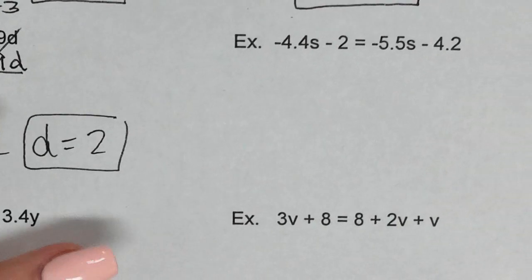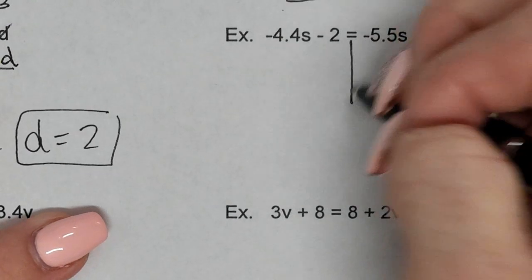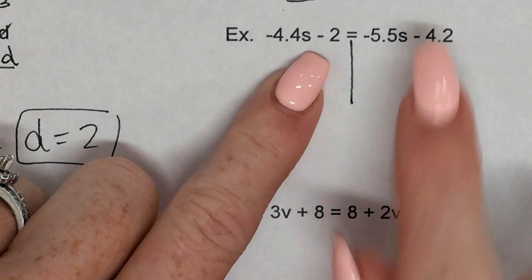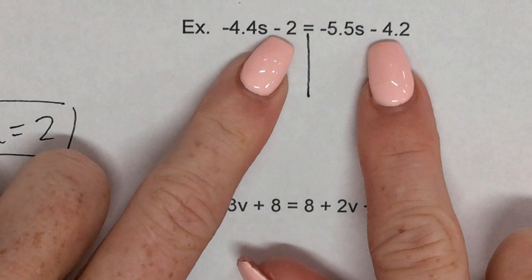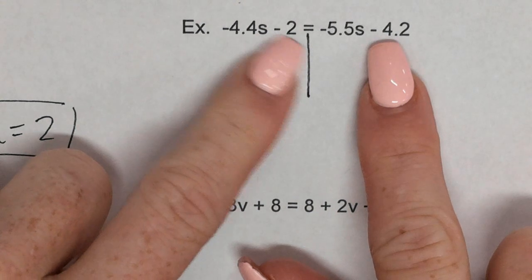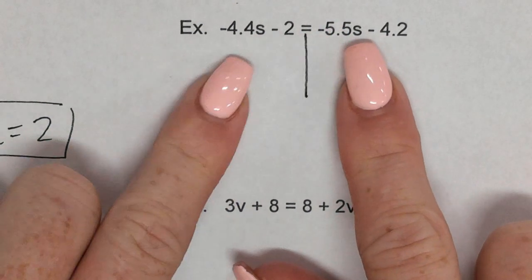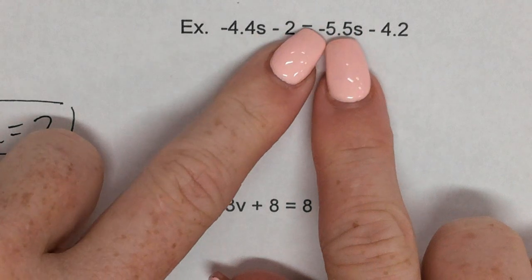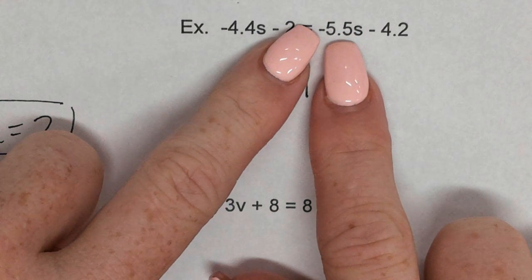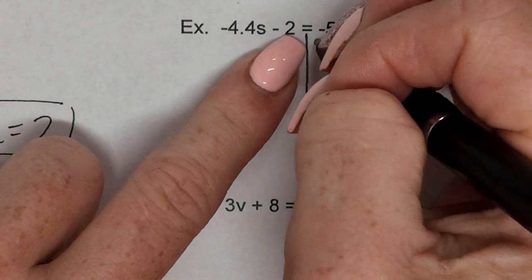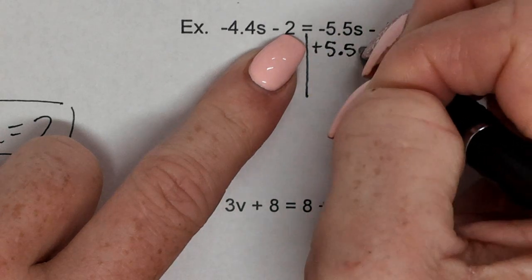All right, let's look at this one together. The first thing I say, are there any parentheses? No. Are there any like terms? No. So I am going to move this variable to the left by zeroing this out. How would I zero out a negative 5.5s? Plus 5.5s.